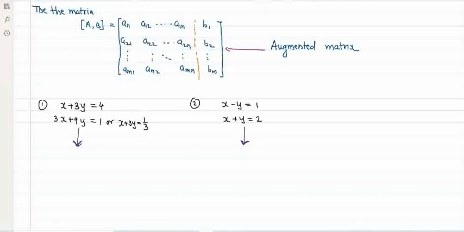Yes, sir. Multiplying that whole equation 1 by 3. Now after that, here x plus 3y and x plus 3y, and these two equations are telling that x plus 3y is equal to 4 and x plus 3y is equal to 1 by 3. That means you are getting 4 is equal to 1 by 3.